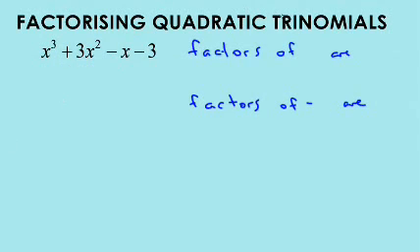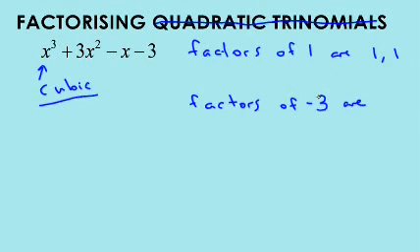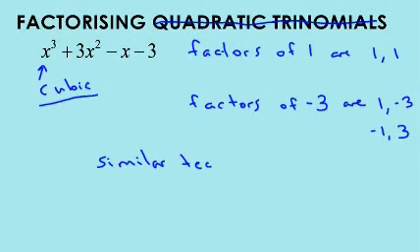Now that technique can be used for other factorisation, not just trinomials and not just quadratics. What I have here is in fact a cubic polynomial. So the leading power is 3. So we use the same sort of idea. We look at the factors of the 1 on the x cubed, so 1 and 1. The factors of negative 3, we have some choices, so 1 times negative 3 or negative 1 times 3. And then using some techniques which I won't go through here, we can use those possible factors and end up factorising our larger polynomial.